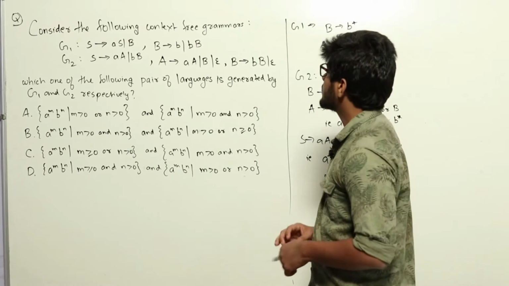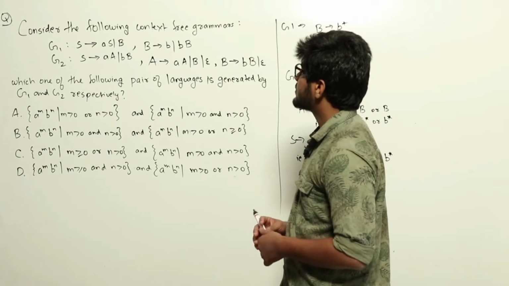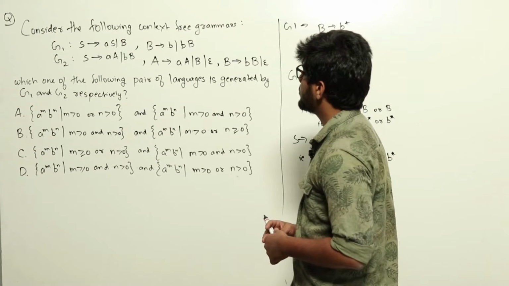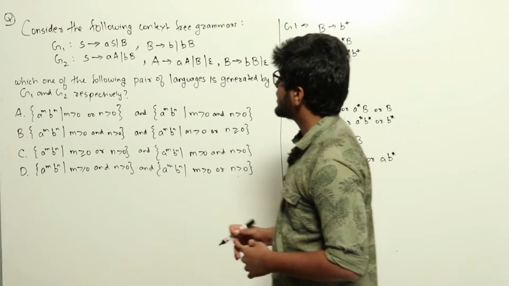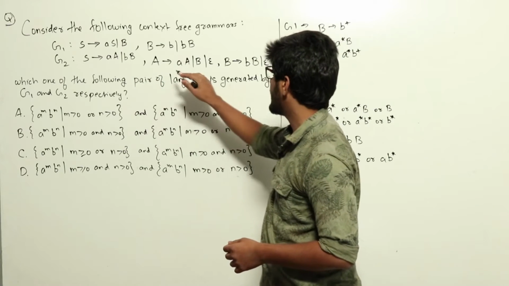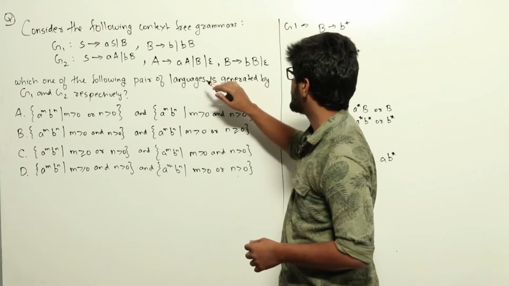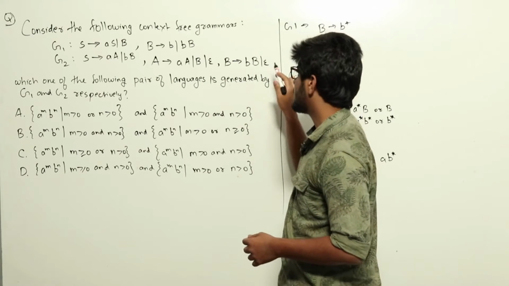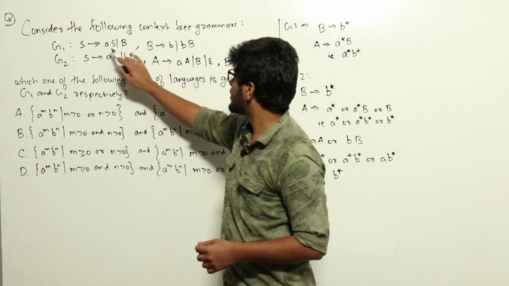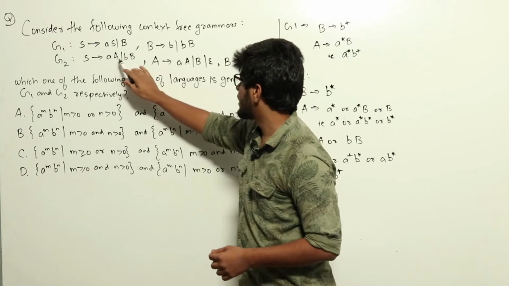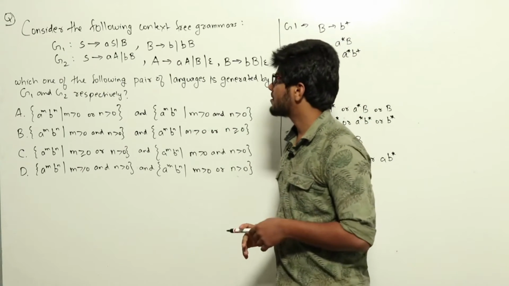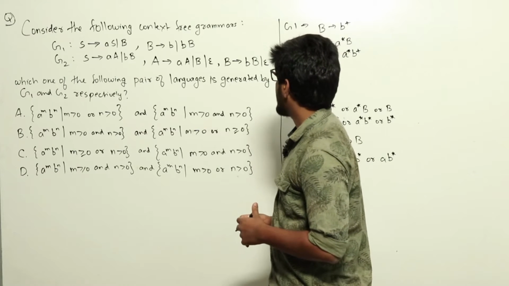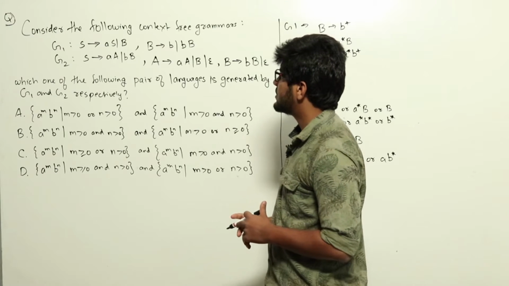Consider the following context-free grammars. G1 such that S gives AS or B, B gives bB or b. G2 such that S gives AA or BB, A gives AA or B or epsilon, B gives bB or epsilon. Here the lowercase a and these two lowercase b's are the terminals, the rest are the variables. Which one of the following pair of languages is generated by G1 and G2 respectively?